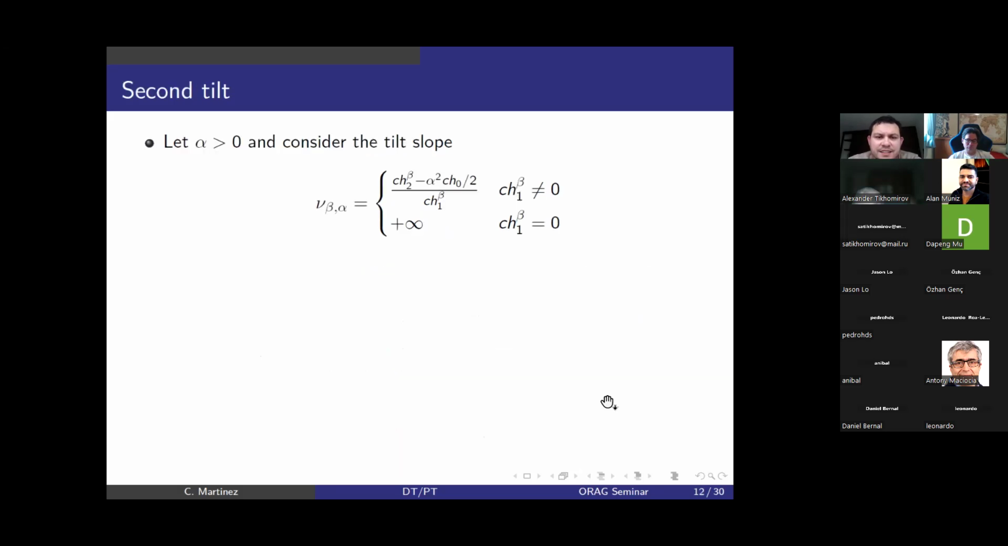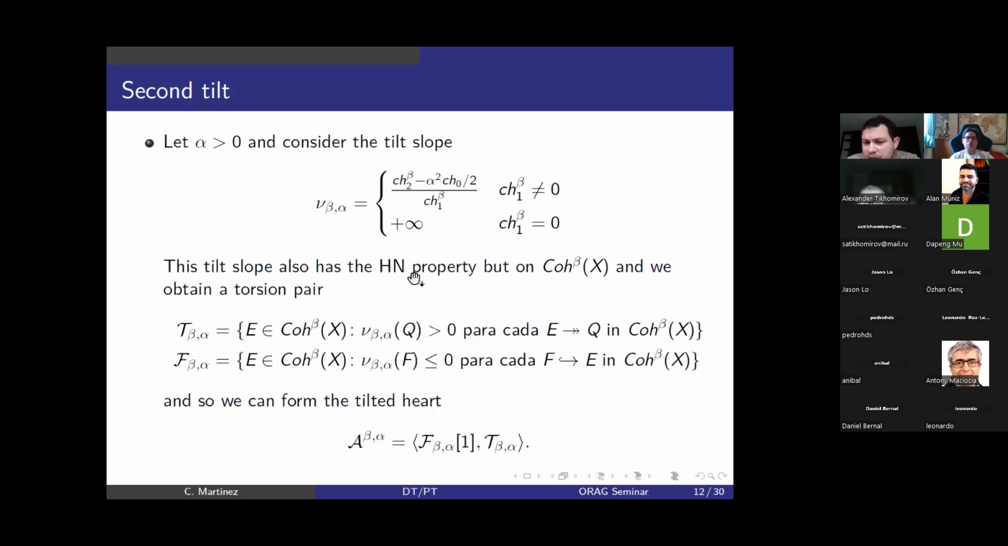Now on this first tilt, I can define a new slope, which is called the tilt slope, defined this way. Now I increase one parameter, so I take an alpha larger than 0, and consider this formula. This is how you compute the tilt slope: you take the second twisted Chern character, subtract alpha squared over 2 times ch0, and divide by ch1 beta, in the case ch1 beta is non-zero. In the case ch1 beta is 0, then I just define it as plus infinity. Then it's known, as has been proven a long time ago, that this nu again has the Harder-Narasimhan property on this tilted category Coh beta, and then we obtain a torsion pair exactly the same way.